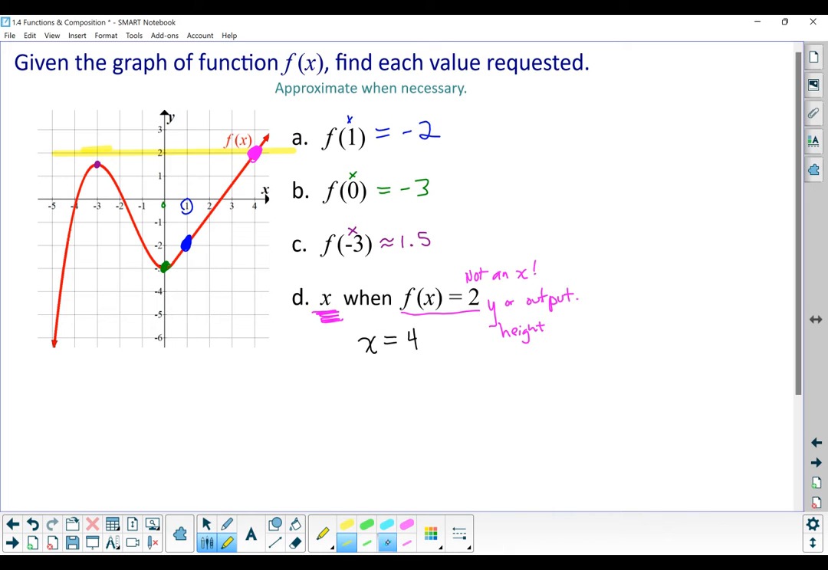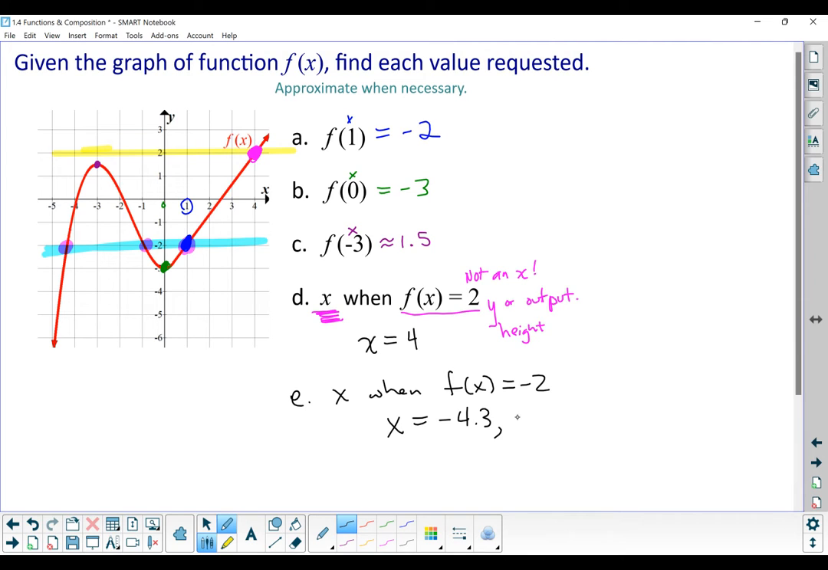Please be aware that when you are solving a question like this last one, there might be more than one answer. So for example, if it said find x when f of x is equal to -2, we would actually have 3 answers to that question. We would have like -4.3, we would have like -0.9, and we would have 1. So we would have several answers to that because the function has a height of -2 at all of those locations. And you would just separate them with a comma.